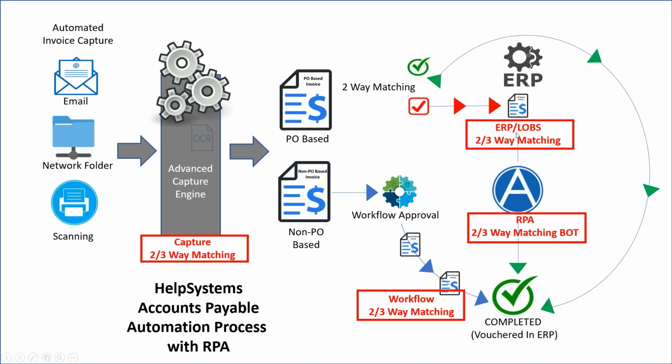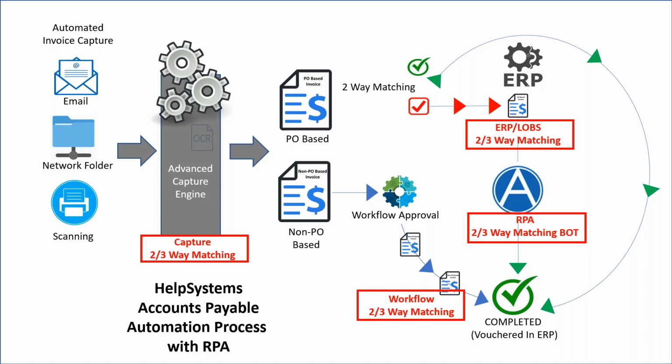The third step inside of a two- and three-way matching process is usually our best practice method because it's already built into either the ERP or line of business system. So we can actually format the data the way the ERP system needs it to be able to do that matching process. So we don't have to recreate that wheel.